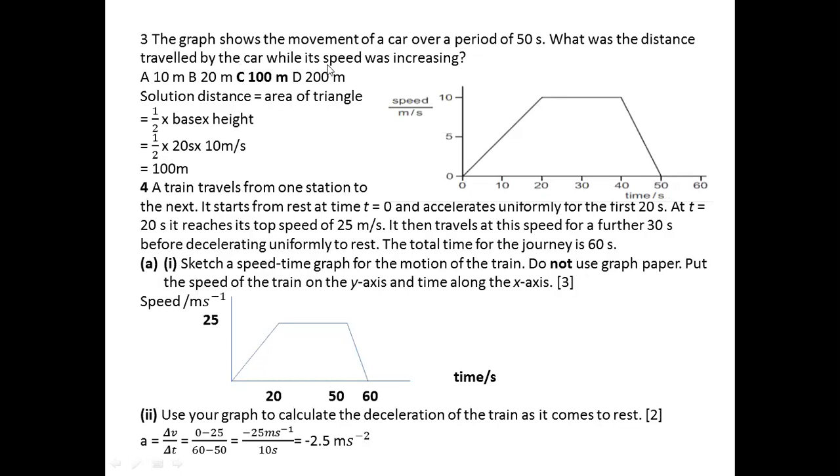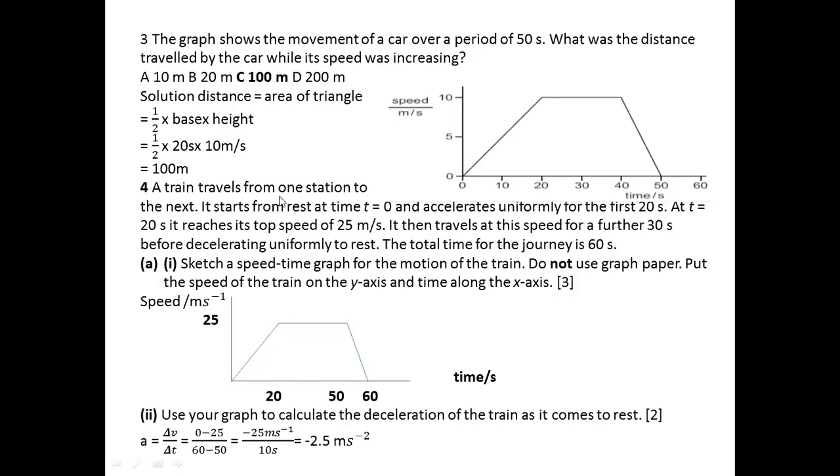So we have to only calculate the distance when the speed is increasing, that is from time interval 0 to 20. And till here, the shape of the area below this straight line is a triangle. So distance traveled will be equivalent to area of triangle, half into base into height, half into 20 into 10. So the answer becomes 100 meter.